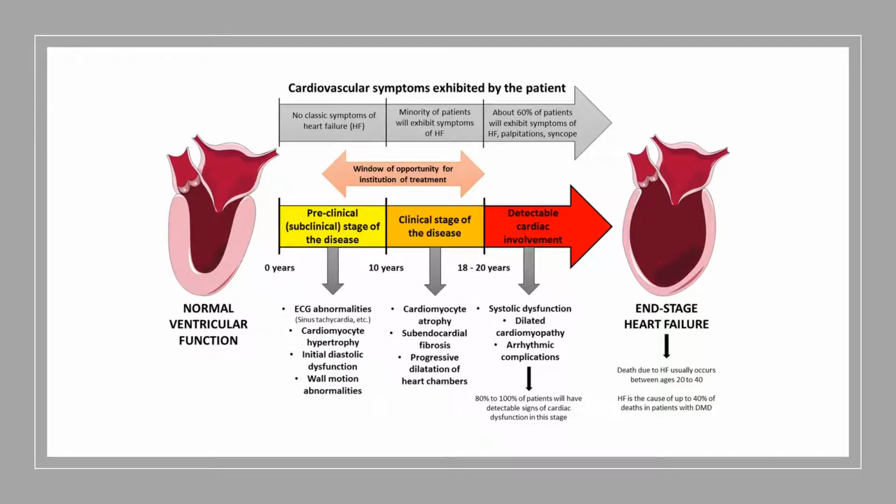So this is just a chart that shows the cardiovascular symptoms and how they progress. So preclinical, like I said, these are subclinical signs that you're not going to see, even though they're present. Can have some EKG abnormalities, cardiomyocyte hypertrophy, initial diastolic dysfunction, but they're probably not going to cause significant effects where we will see them outside of the perioperative area.